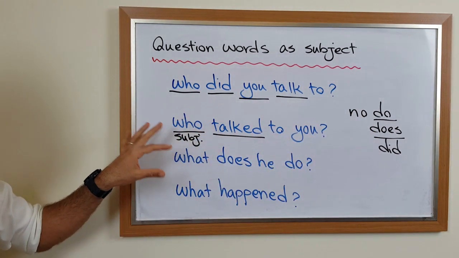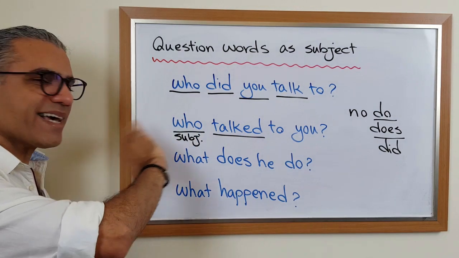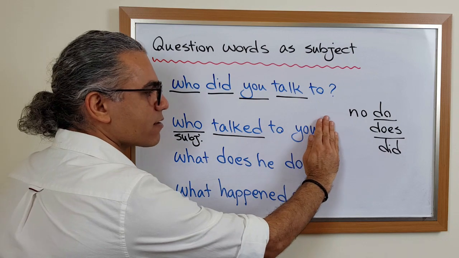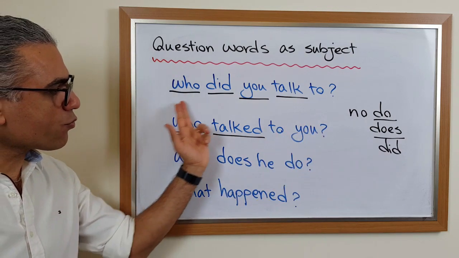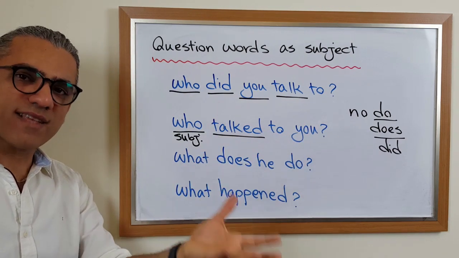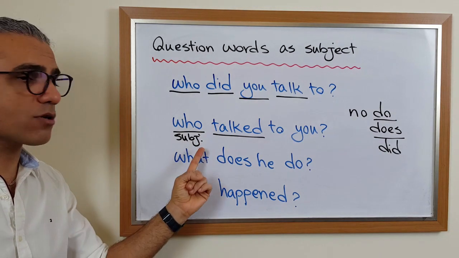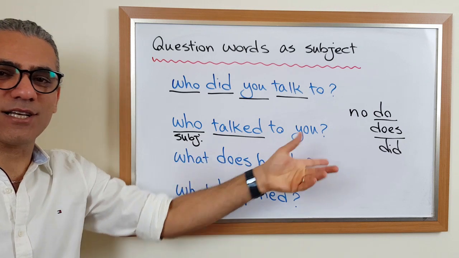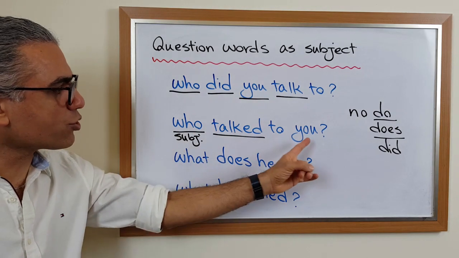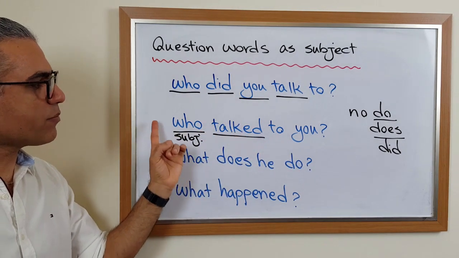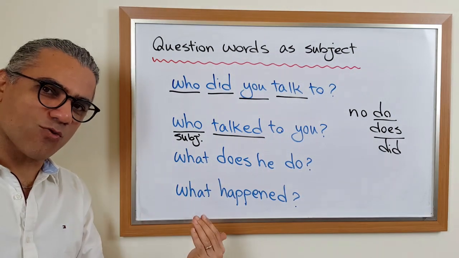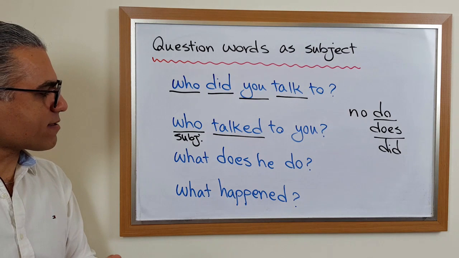Actually, look, if you remove "who" and put any subject you want, you say, for example, "Mary talked to you," and this is not a question anymore. As you can see, we are using the structure of a statement, but because we are using a WH word and a question mark, and the intonation, it's a question. "Who talked to you?" You see, we say, for example, "Mary talked to me." So the structure is the same, but one is a question, one is a statement.